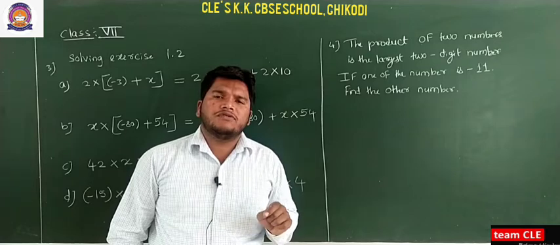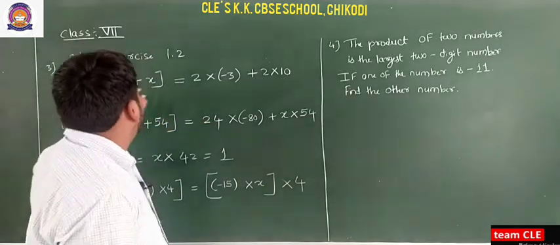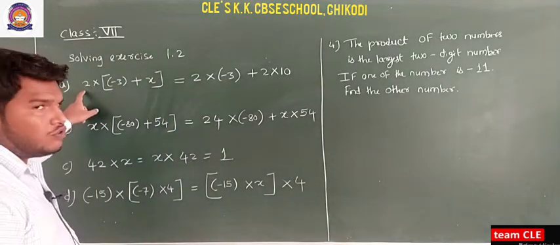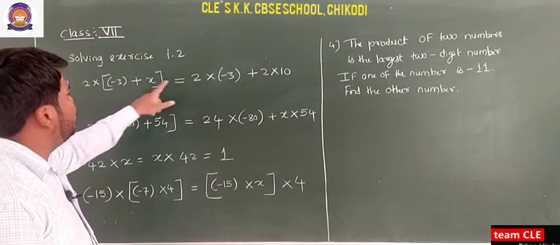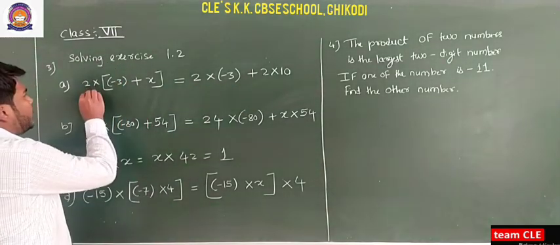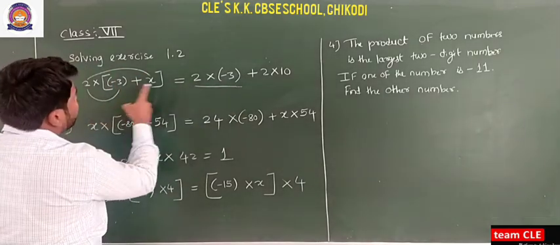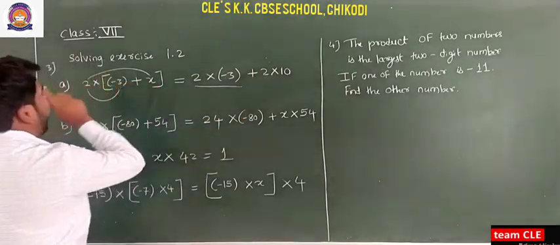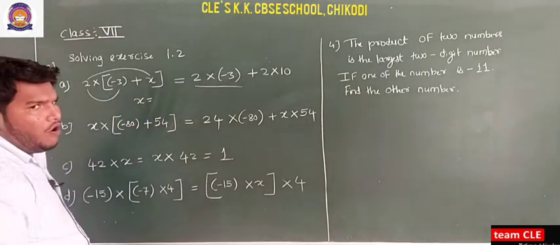In this video, you are going to solve exercise 1.2, the third main. The first question is 2 into (minus 3 plus x) equals 2 into minus 3 plus 2 into 10. See here, 2 into minus 3, and next, 2 into x. This is 2 into 10. We need to find the x value, using the distributive property of integers.